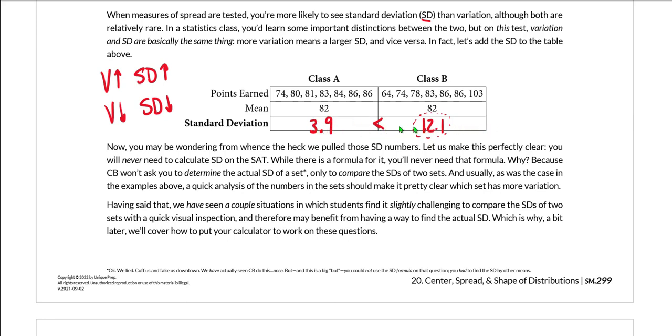Now you may be looking at these numbers saying, wait, where the heck did you get those numbers from? Well, we used the calculator to calculate those numbers, and as we mentioned previously, you will not need to directly calculate a standard deviation from a bunch of numbers in a data set. Most of the time, what you're going to need to do is compare the variations or standard deviations in multiple sets, like we're doing here, like we did in the previous example.